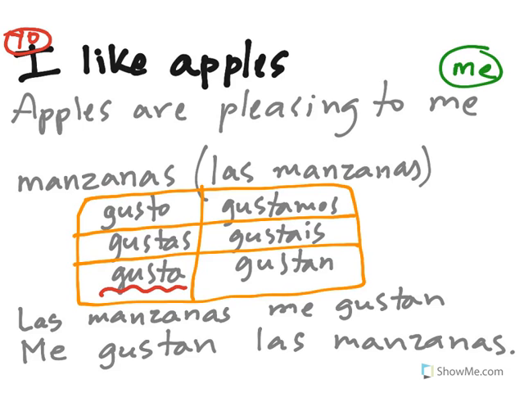Next step, I like apples. I is the subject. We already established that. Apples are pleasing to me. Indirect object. It is to me, or me in Spanish. Then the conjugation of the verb gustar. Note that it has a normal conjugation, except it means not I like, you like, she likes, but it means I please, you please, he or she or it pleases, so forth.